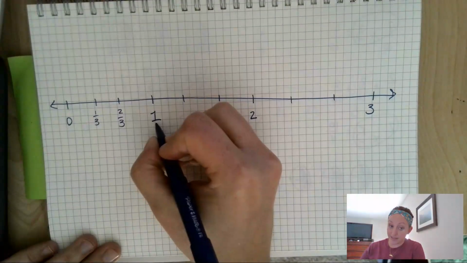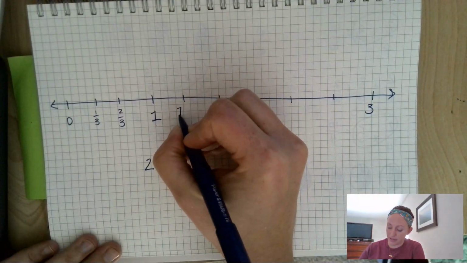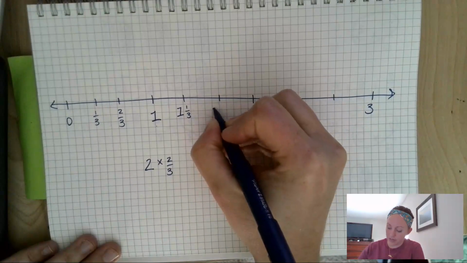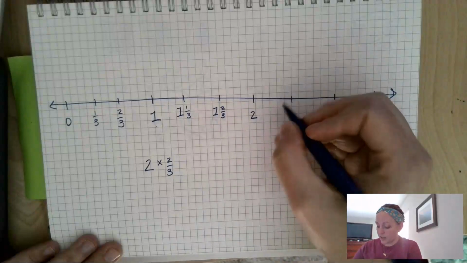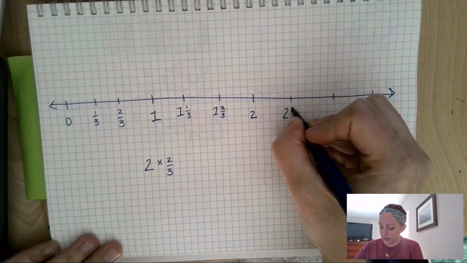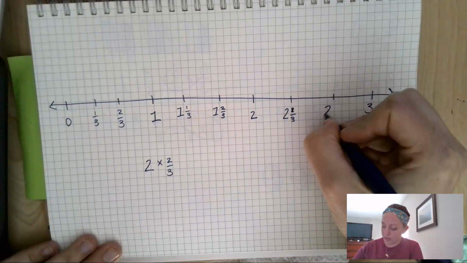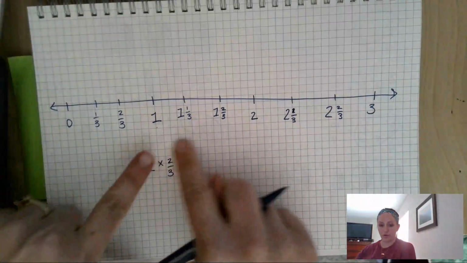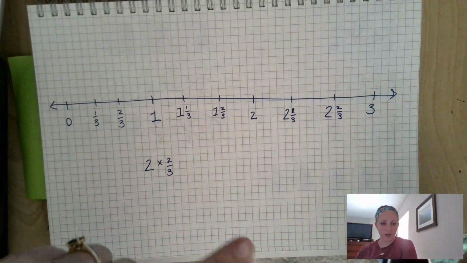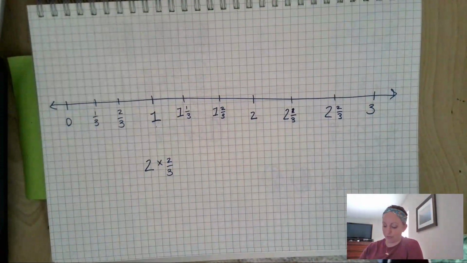This is 1, so this right here would be 1 and 1/3, 1 and 2/3, because we're counting up, right? Then 2, 2 and 1/3, 2 and 2/3. Do you see? Because we're counting up, that's why we have to bring that whole number over. I can't just say 1/3, 2/3, 1/3, 2/3. We have to bring that whole number over.